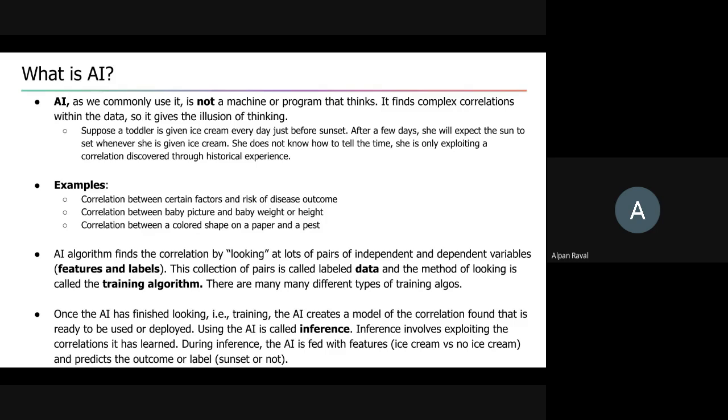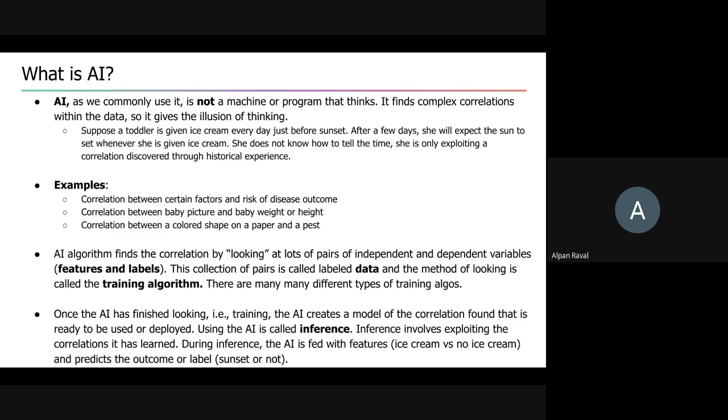Very simple example. Suppose you have a toddler that's given ice cream every day just before sunset. After a few days, the toddler will correlate ice cream and sunset. She will expect the sun to set whenever she's given ice cream. Now, she's not thinking. She doesn't know how to tell the time, but she's seen a pattern. So she knows how to do correlation. She knows how to say, okay, when A happens, B always happens. She's only exploiting a correlation discovered through historical experience.